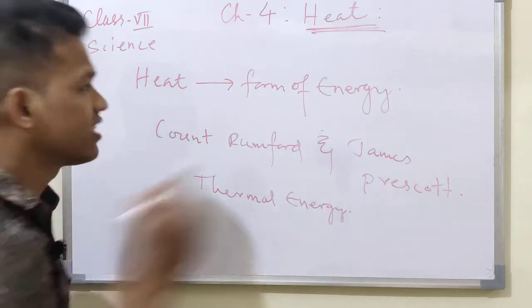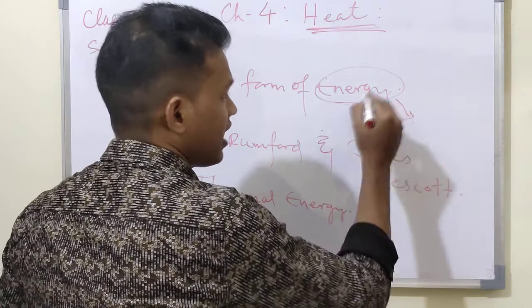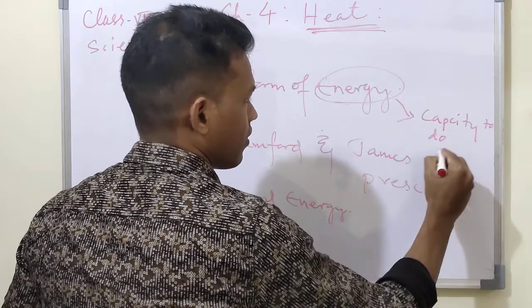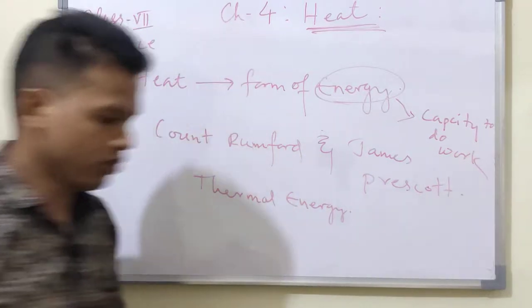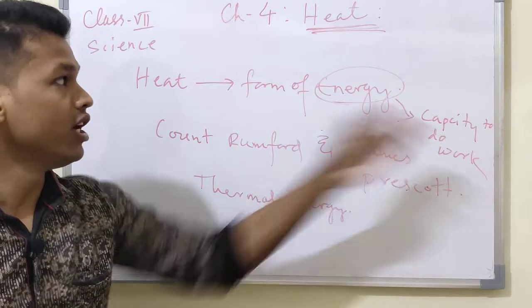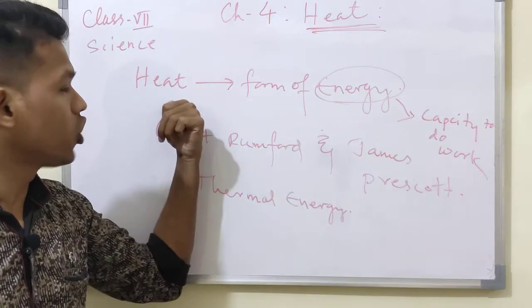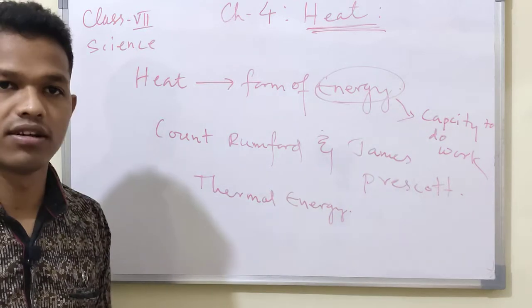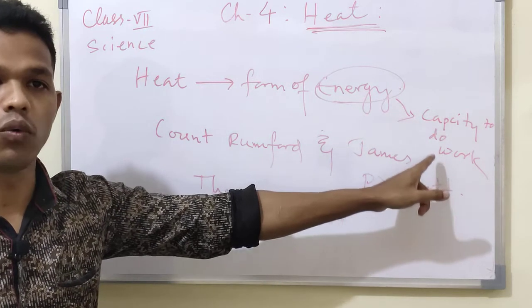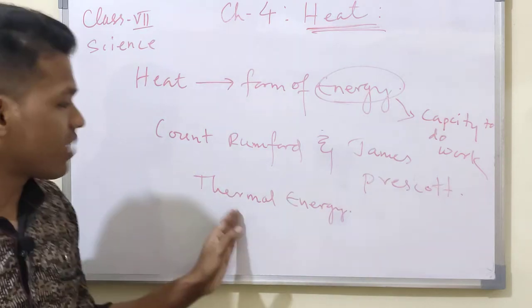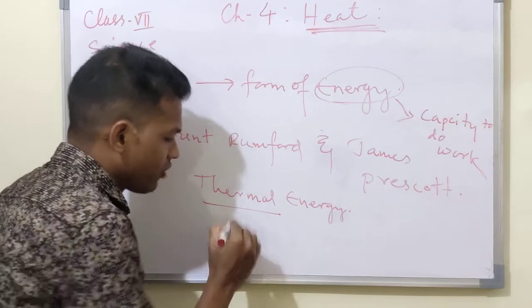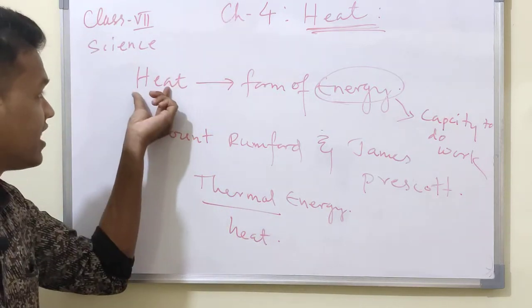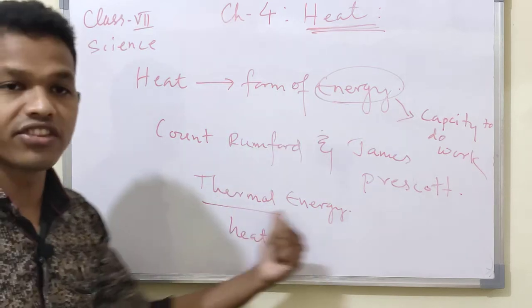What does energy mean? Energy is the capacity to do work. So heat, being a form of energy, also involves doing some work. So we can say thermal energy. What is the meaning of thermal? Thermal means heat. Therefore, this heat is a form of energy, and it is also called thermal energy.